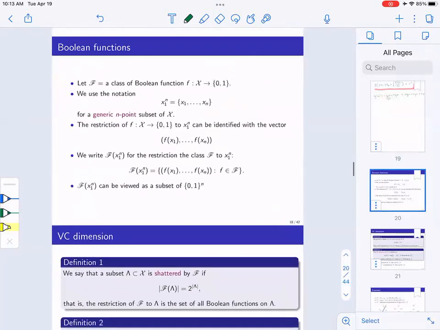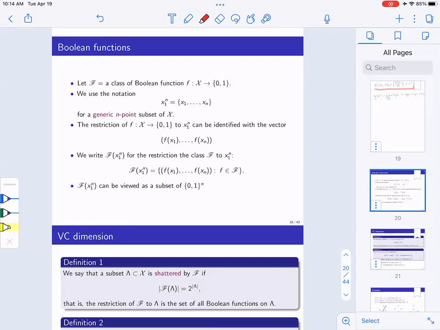I'm going to use some notation here. So let F be a class of Boolean functions. And I'm using X here instead of Z for simplicity. You can imagine this is Z, but it's just some input domain. Boolean here means the output is either 0 or 1. And sometimes I'm going to use the notation x1 to n for just a generic set of n points from X.